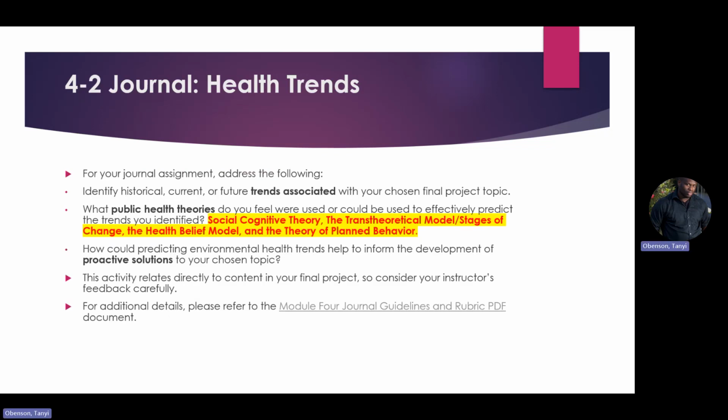There's also a journal that some of you have already submitted, and this is basically going to be a health trends journal. With your chosen final project topic, so some people are talking about lead poisoning or mercury poisoning, etc., what public health theories do you feel were used or could be used to effectively predict the trends you identified? So you pick one of these theories: socio-cognitive, transtheoretical, health belief, for example, theory of planned behavior. How could predicting environmental health trends help to inform development of proactive solutions for your chosen topic? So what could be taken proactively to deal with your environmental health topic?